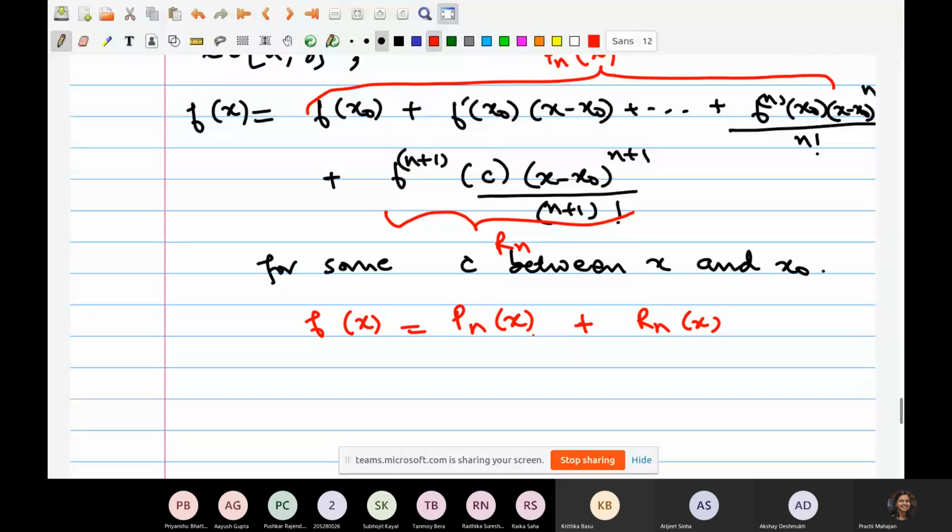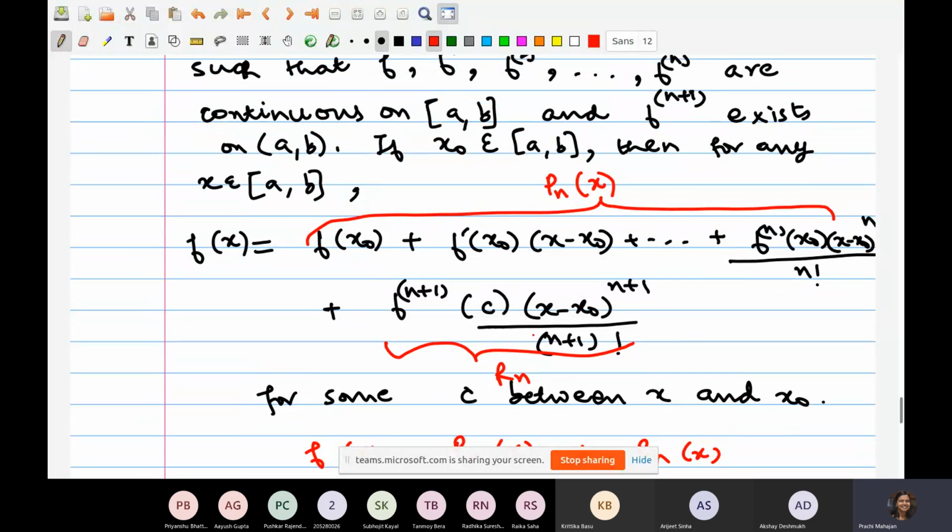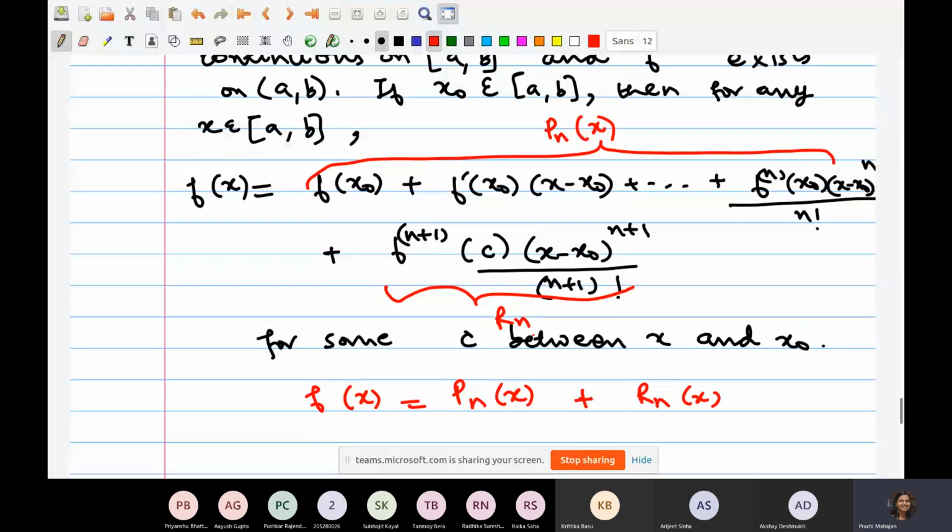Now, f need not be a polynomial. f is any arbitrary function. So this is saying something about polynomial approximations. So maybe I'll just stop right here for today. And next time we meet, we will start with some applications of Taylor's theorem, examples of Taylor's theorem.